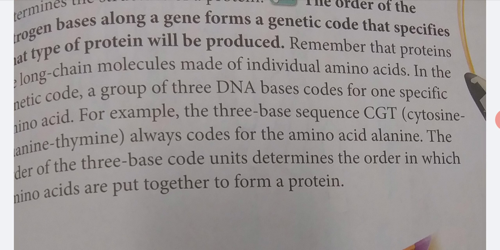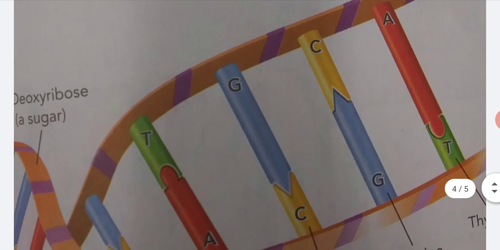In the genetic code, a group of 3 DNA bases codes for one specific amino acid. For example, the 3-base sequence CGT always codes for the amino acid alanine. The order of the 3-base code units determines the order in which amino acids are put together to form a protein.